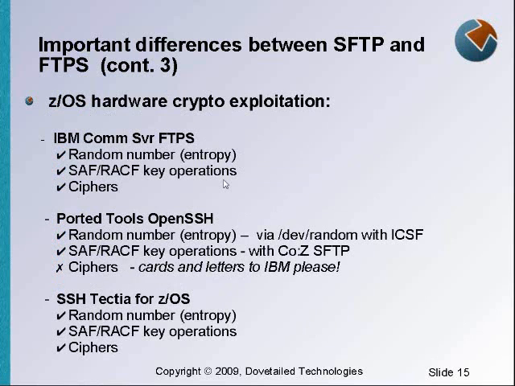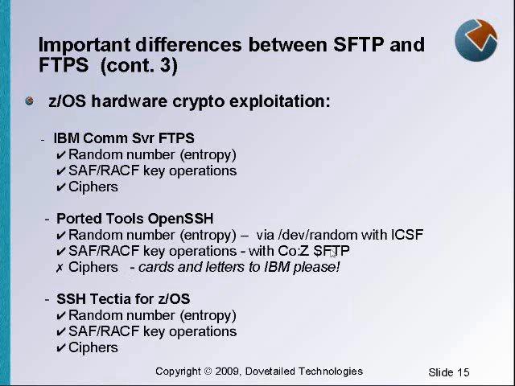In terms of hardware exploitation, using crypto hardware, as you would expect, FTPS is very good. It does all the kinds of things you would want. And Tectia does as well. I'll mention some of the things with Ported Tools. Random number entropy. This is actually generating a secure random number. This can be done with Ported Tools if you set up ICSF and make sure that your dev random device is working. There's instructions in IBM's manual on how to do this. This is really important. It'll speed up your connections a lot. The fallback mechanism is very slow.